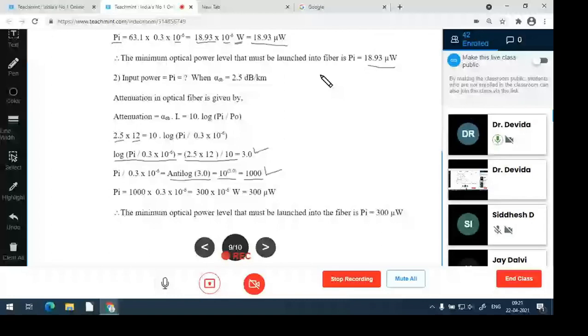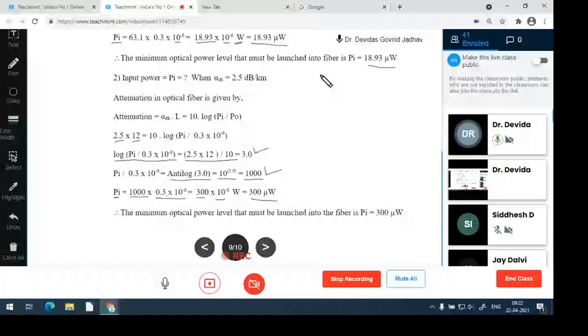So Pi equals how much? 1000 multiplied by this denominator. This denominator goes to the other side and becomes a multiplier. So Pi equals 1000 multiplied by 0.3 into 10 raised to minus 6, that is 300 microwatt. So input power required is 300 microwatt to make output power equal to 0.3 into 10 raised to minus 6.